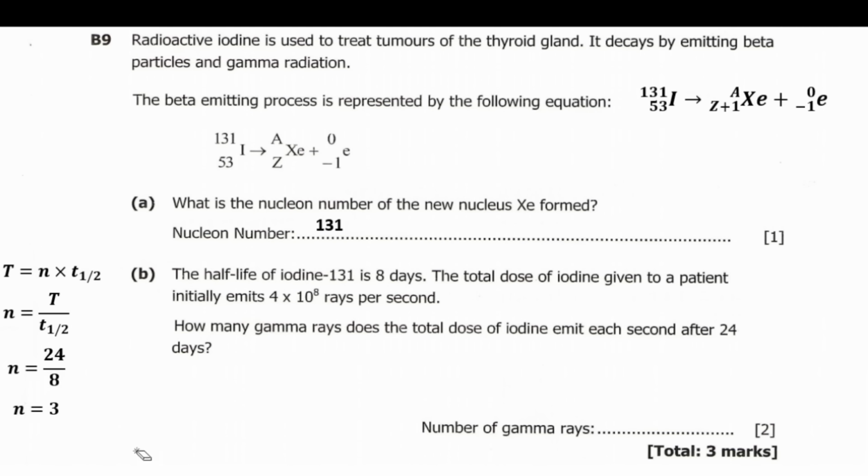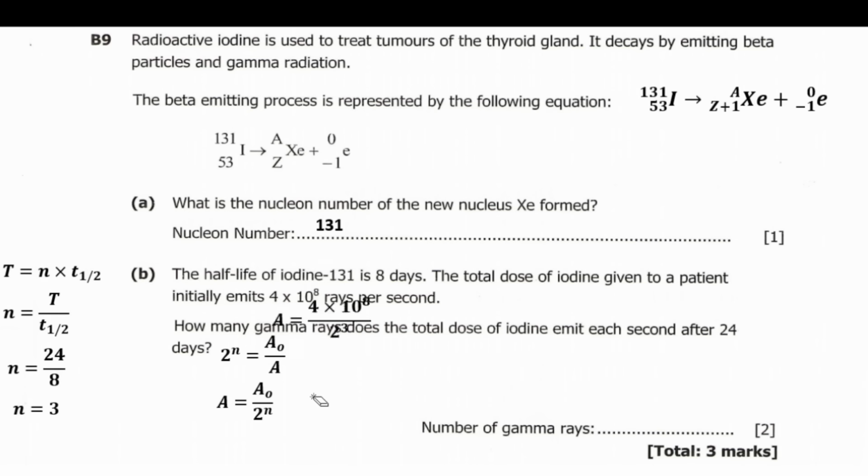Then we'll use this formula, which says 2 to the power n is equal to the original amount of the dose divided by the remaining dose. Then we will substitute now. Here we'll make the remaining dose the subject of the formula. So the remaining dose is equal to the original dose divided by 2 to the power n.